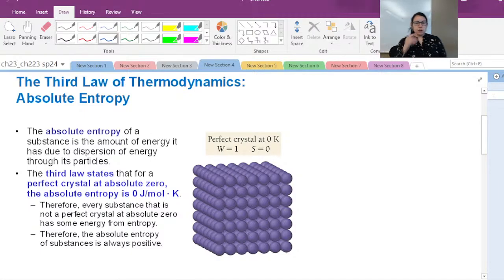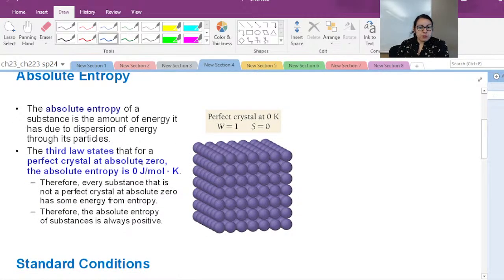And so then what is a 0 state? Well, what if we have a perfect crystal at 0 degrees Kelvin, so absolutely no motion. If we had a perfect crystal at absolute 0, then its entropy would be 0 joules per mole Kelvin. Notice the units, joules per mole Kelvin, so it's temperature dependent. And so therefore, every substance that is not a perfect crystal at absolute 0 has some entropy. So everything's going to have some entropy, and we'll see that. So therefore, the absolute entropy of substances is always positive.